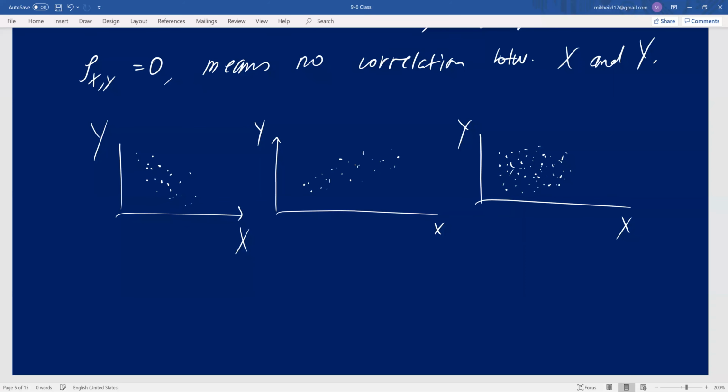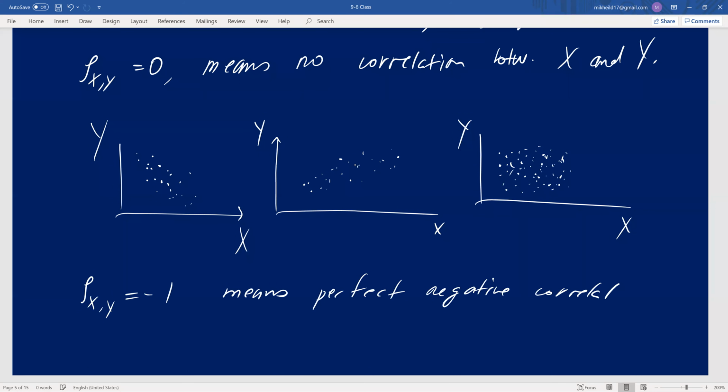Professor, what is the max coefficient you can have? Is it 1? Yeah, I will say that now. If rho x and y equals -1, it means perfect negative correlation between x and y, and likewise rho xy equals 1 means perfect positive correlation.